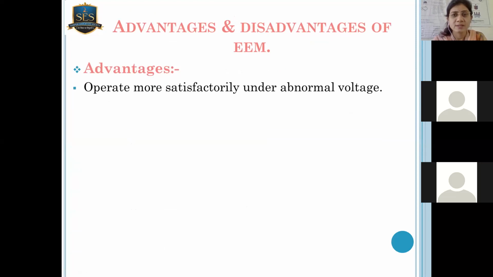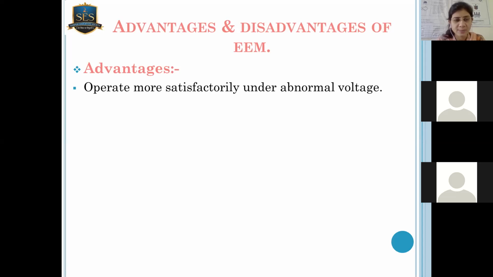Now we will see what the advantages and disadvantages of the energy efficient motor are. First, we will discuss the advantages. It operates more satisfactorily under abnormal voltage.